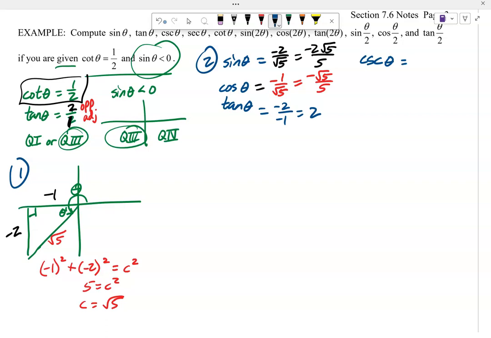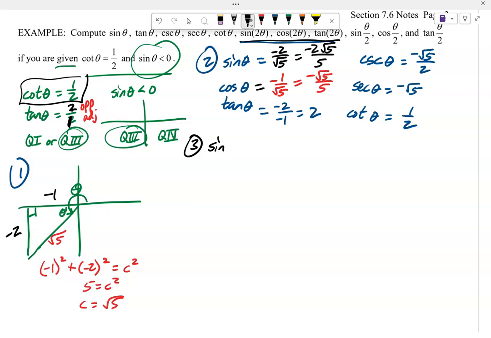Cosecant, instead of -2 over √5, would be √5 over -2. Cosine, flip that one over, so the secant would be, instead of -1 over √5, √5 over -1. And cotangent, we already were given that in the first place. So flip that 2 over 1 over to 1 over 2. And now we're going to move into our double angles. So part number 3, let's do the double angles.